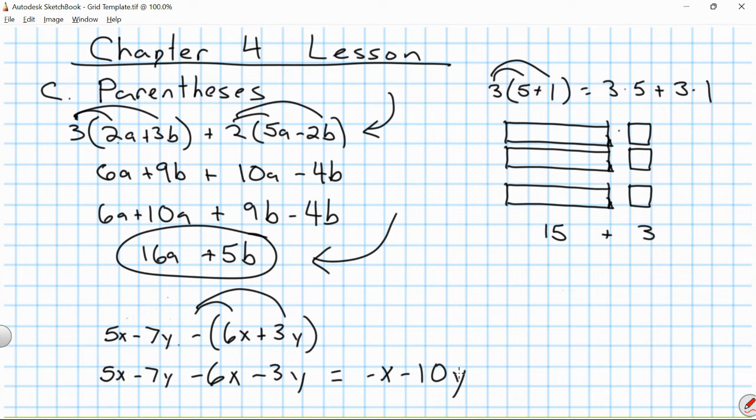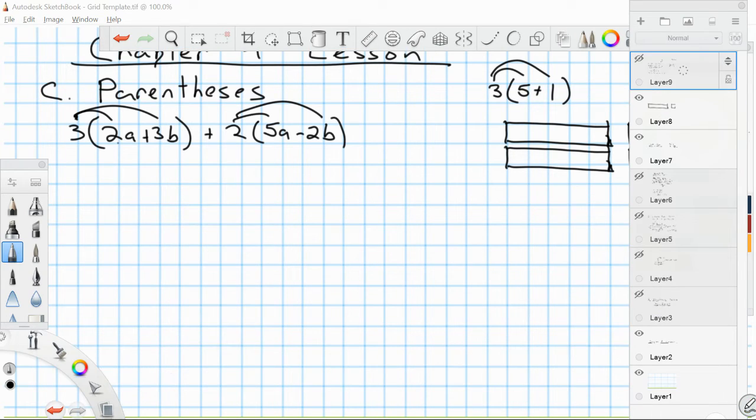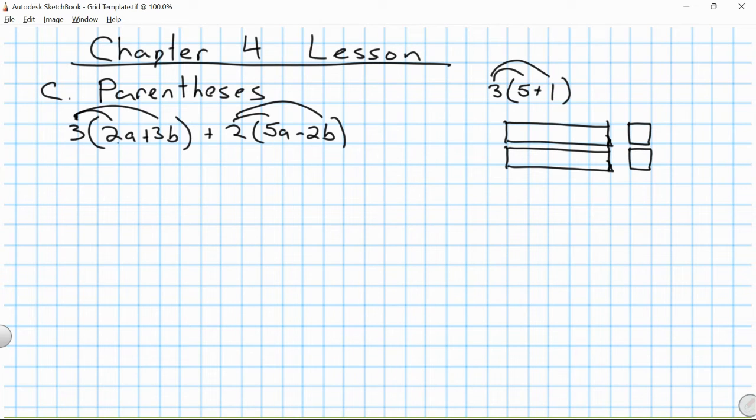Okay, one more example. I'll just keep this up here. Let's see, I'll take this one from the book, actually.